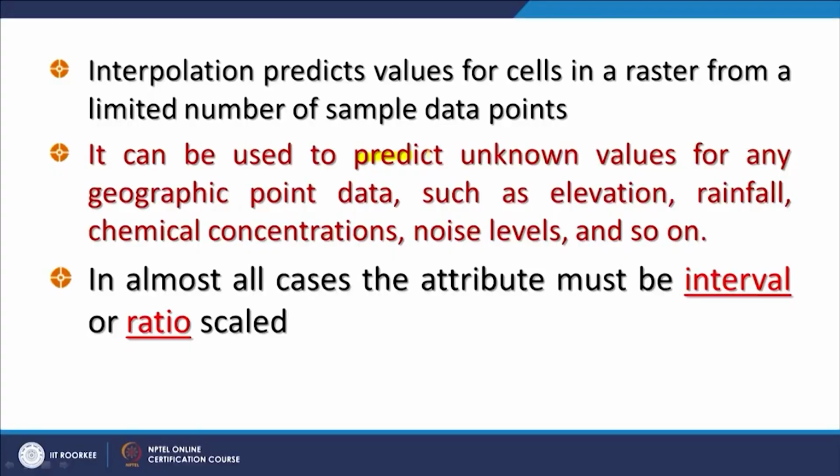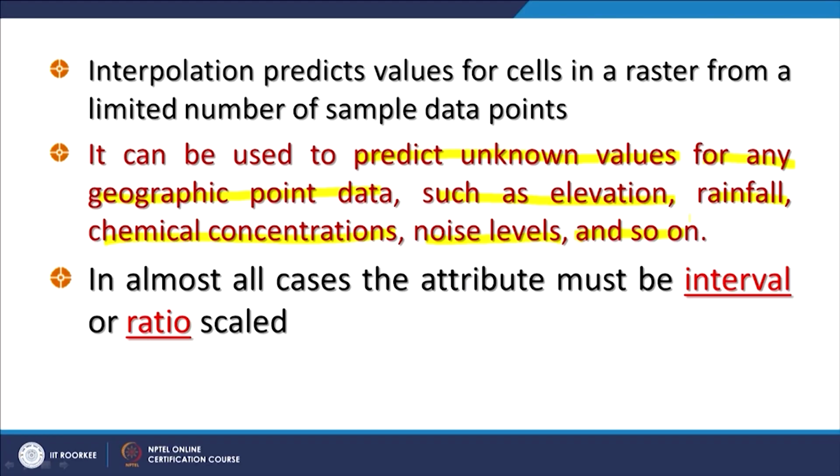Therefore, it is continuous, whereas between two points you do not have any observation or sampling, so you are lacking that information. But in a raster, for every cell you have some information, maybe about elevation or any other concentration. Because of this property, we can predict unknown values for any geographic point data such as elevation, rainfall, chemical concentration, noise level and so on.